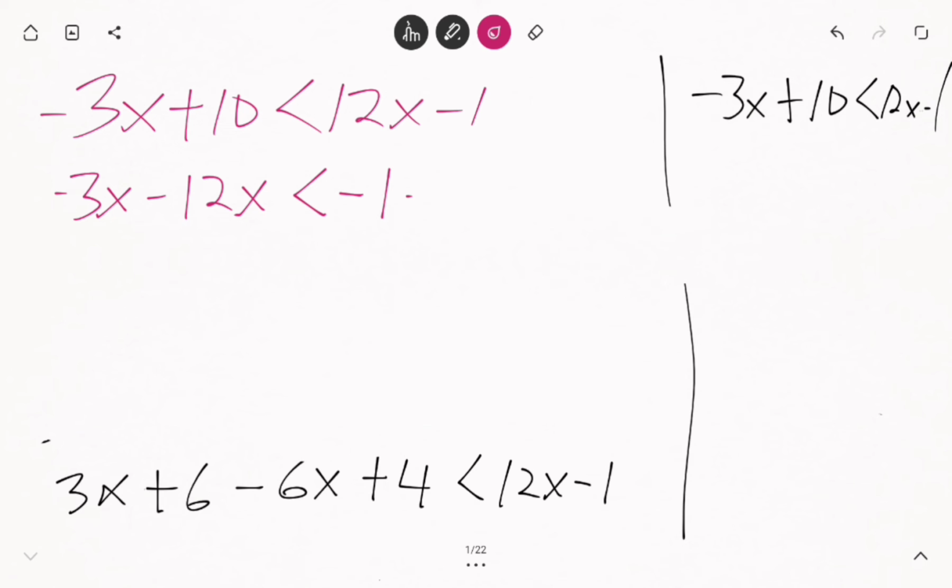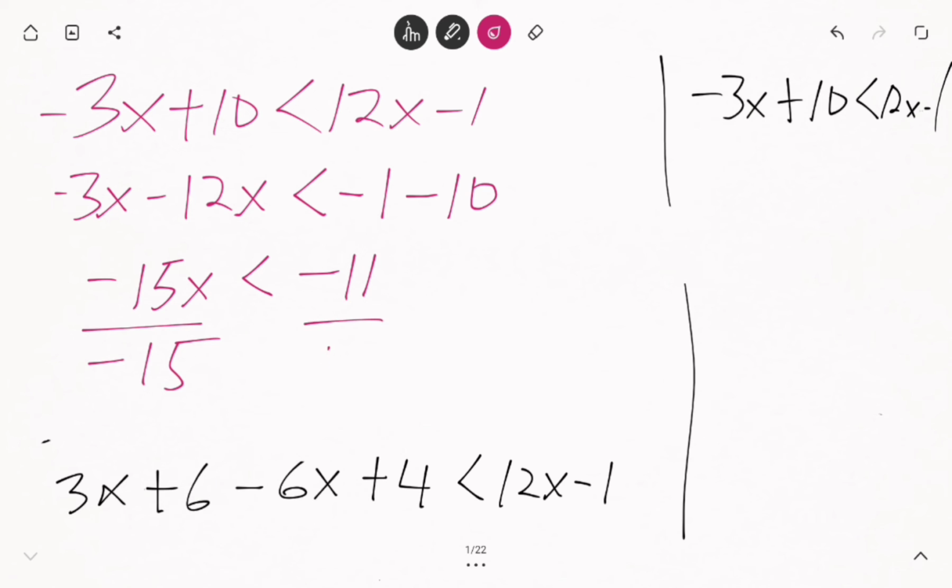I bring the 10 to the other side, it becomes negative 10. So I have negative 3x minus 12x will give me negative 15x is less than negative 1 minus negative 10 will give me negative 11. So I divide both sides by negative 15.